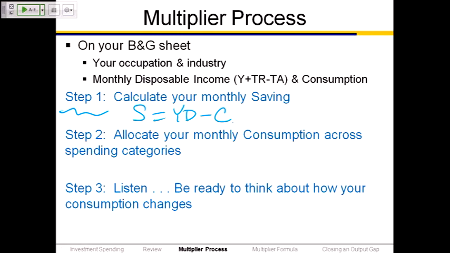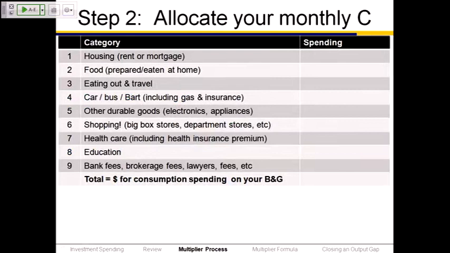All right, step 2. On the front of your blue and gold sheet, it shows you how much your consumption spending is per month. That's the fourth line. I want you to allocate that consumption spending across these 9 categories. The total of the numbers you put in those 9 categories has to equal the total on the front of your blue and gold.